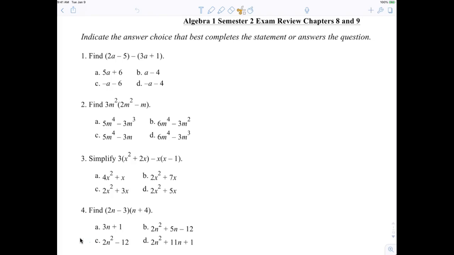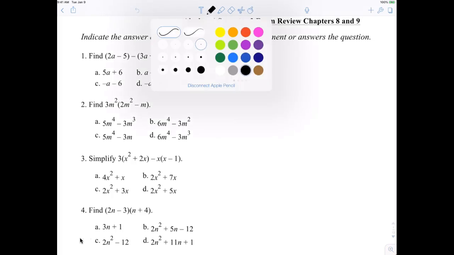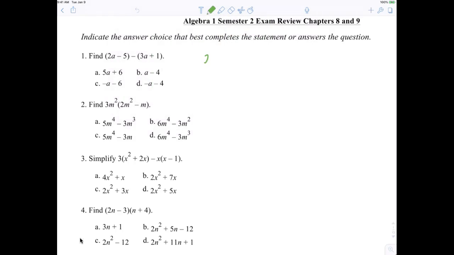For question number 1, you had to remember to distribute the negative properly. So when you distribute the negative, you end up with 2a minus 5 minus 3a minus 1. So your final answer there should have been what? C. Negative a minus 6, which is C. Pretty straightforward, pretty easy, I know.